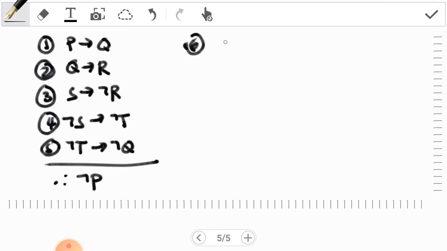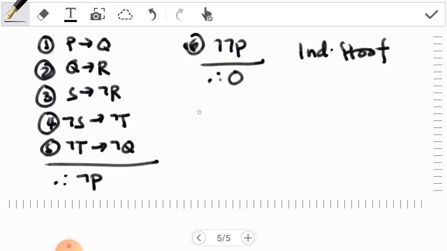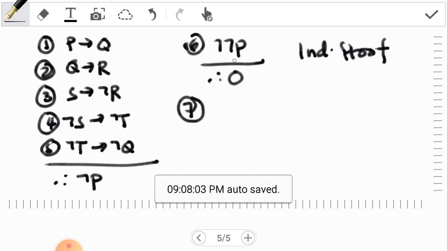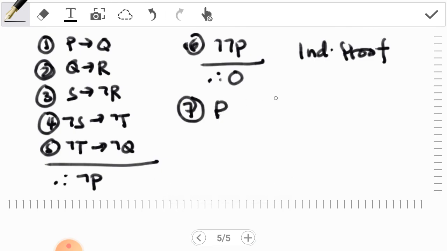So step 1, whatever conclusion is given, negate that conclusion. So you have not P given, so negate that, it will become not not P, and then our new conclusion will be 0. This is by indirect proof. And then let's rewrite our new premise, not not P. That's the same as P, using double negation. We just removed the 2 negations there. So that gives us P.